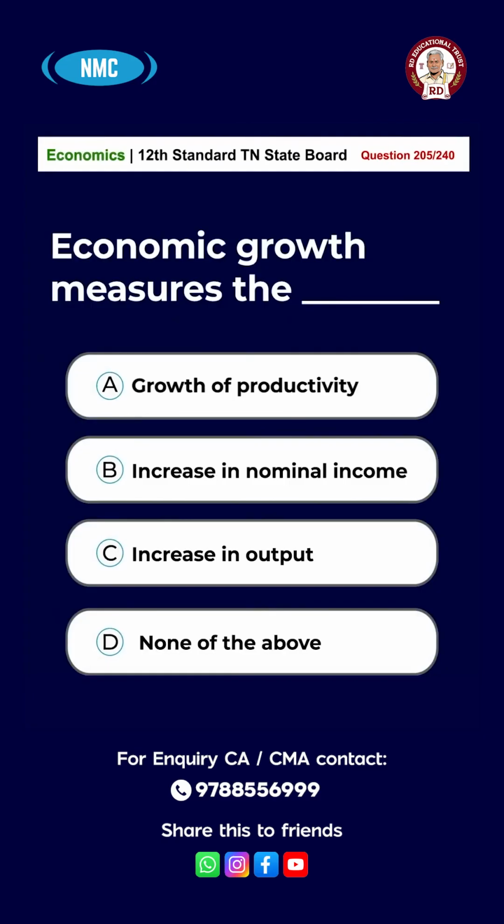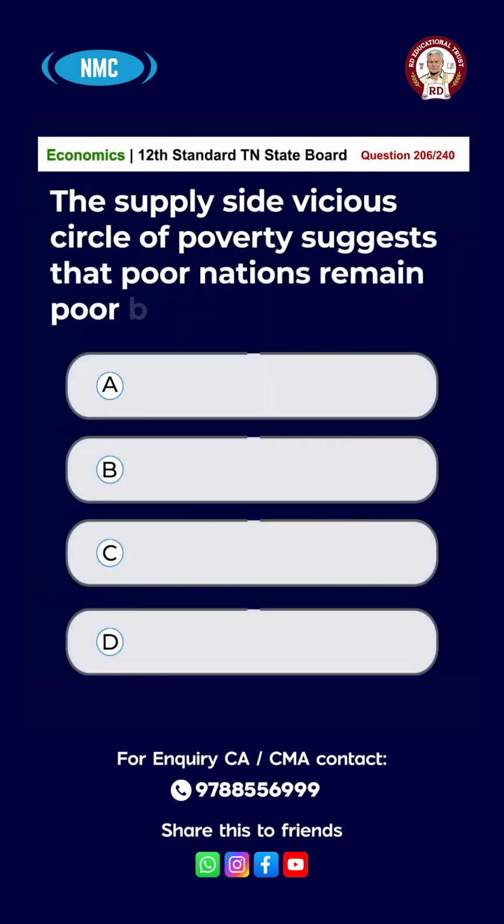Question number 205. Economic growth measures the A. Growth of productivity. B. Increase in nominal income. C. Increase in output. D. None of the above. The answer is option C. Increase in output.